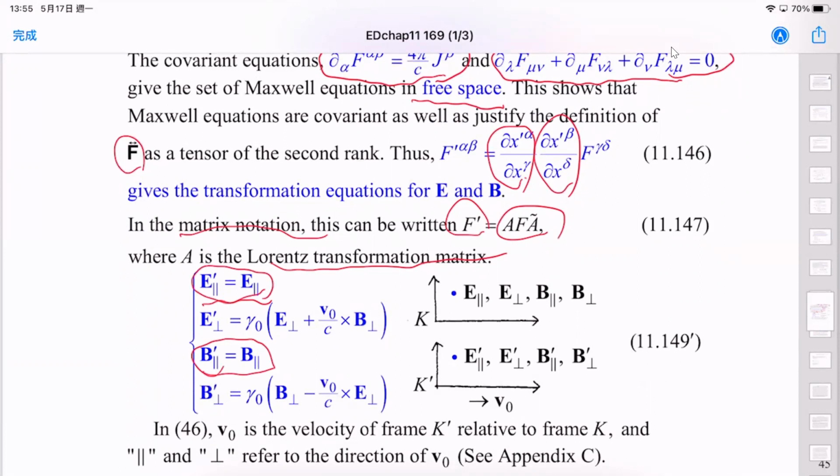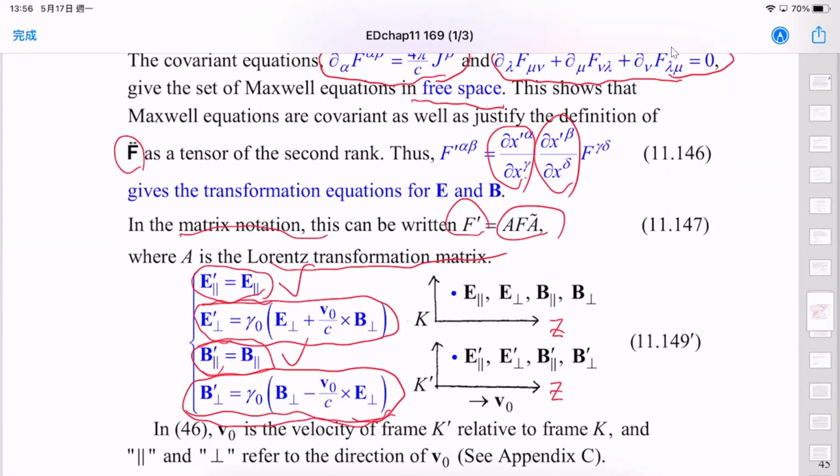But for the perpendicular component, in this case the parallel direction is, for example, the Z direction. So the parallel E field and parallel B field in the z direction will be exactly the same. However, the perpendicular component will be this one. Okay, I just write it down without proof.